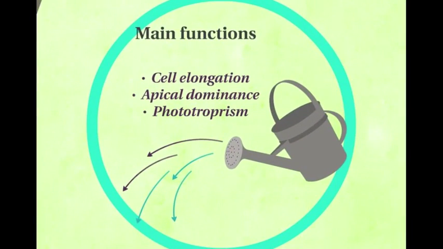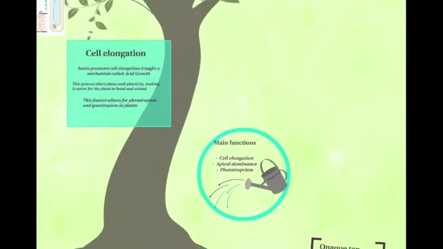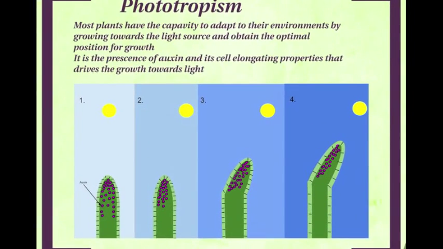Without knowing it, these researchers had described the first mechanisms of what is now known as phototropism. Modern biologists have understood that most plants have the capacity to adapt to their environments by growing towards the light source and obtain the optimal position for growth.